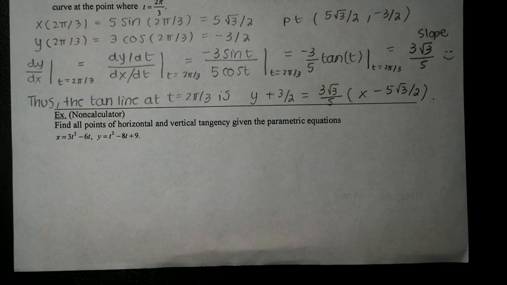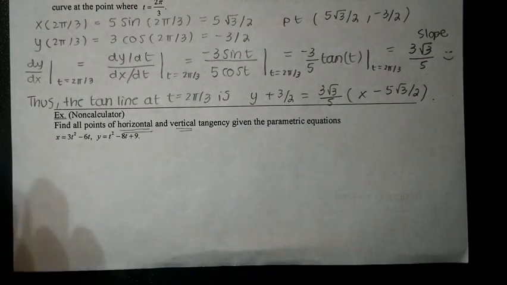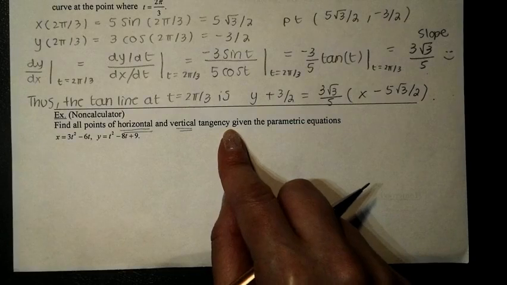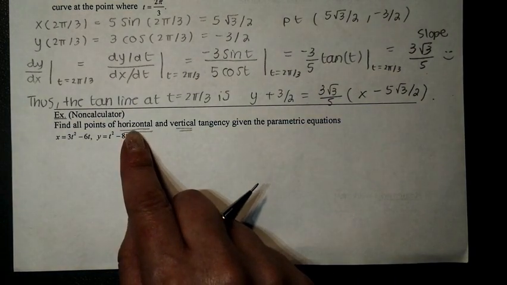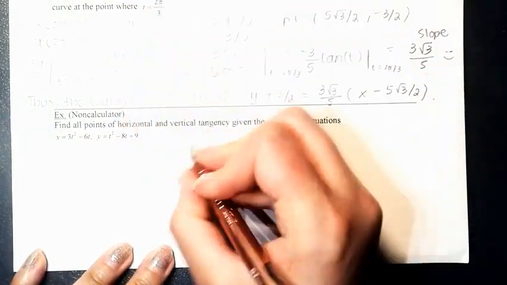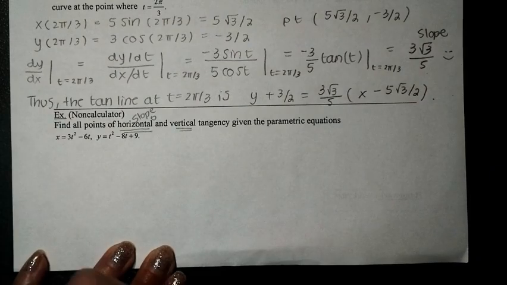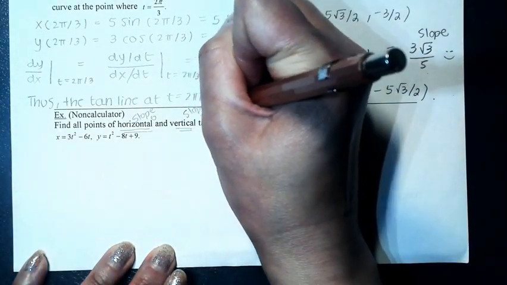This one tells you to find all the points of horizontal and vertical tangency. Let's stop there. What is a horizontal tangency? You have horizontal tangency when the slope is 0, so this is slope 0. When do you have vertical tangency? When the slope is, back in algebra 1, undefined.